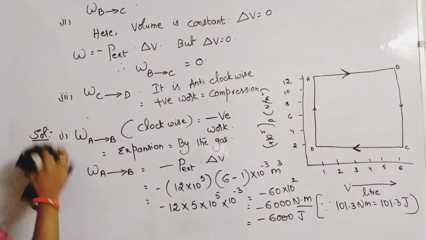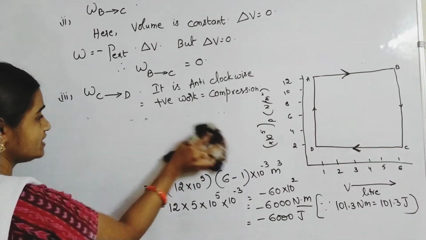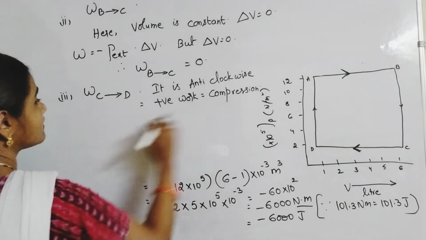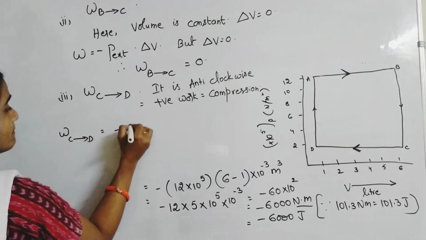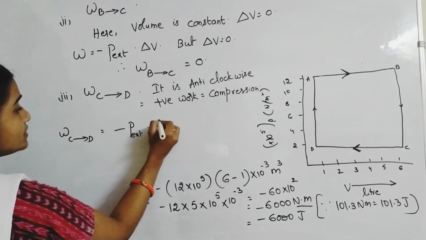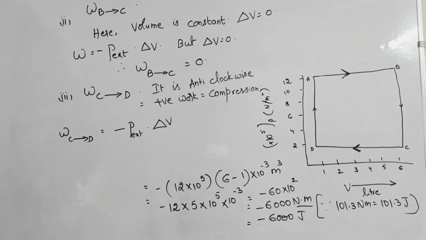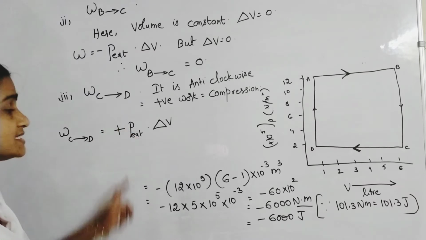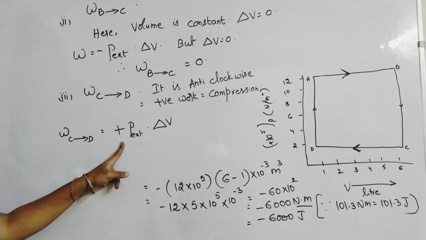Okay, it is a case of what? Compression. So the same formula again you apply. Work done W from C to D is equal to minus, but here it is positive work, so P external into delta V. So minus sign, no need of writing, isn't it? So positive work, so plus P external into delta V.